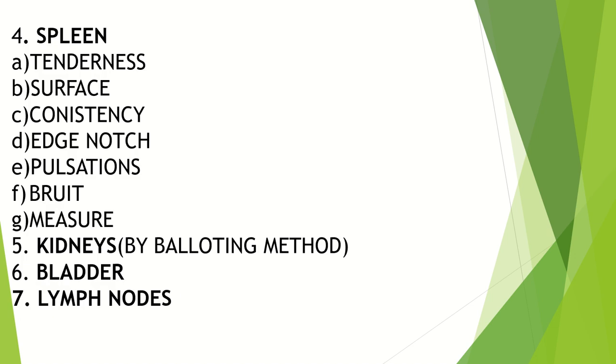Then the fourth thing you have to palpate, that is the spleen. Now the spleen, the same things: if you find any spleen, you have to find out is there any tenderness, what's the surface, how's the consistency, how's the edge, the notch, the pulsations, the bruit, and then measure the spleen. After the spleen, palpate the kidney by the balloting method, and then the bladder, and then any lymph nodes. Now this video shows the palpation method.